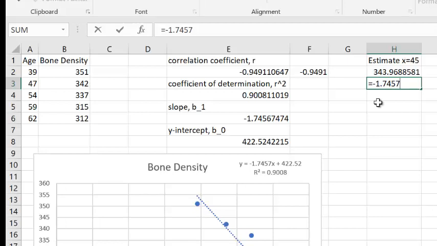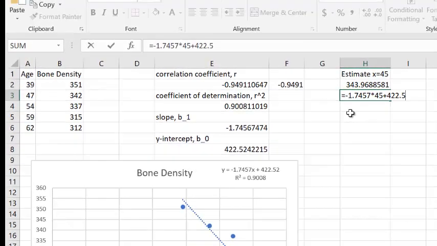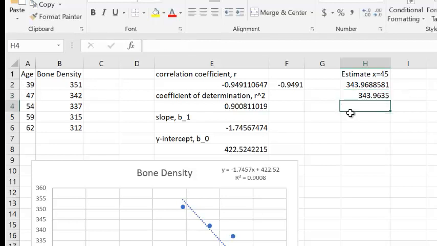1.7457, I'm going to use the asterisk for multiplication, 45, plus, and then this rounded value I see in my scatter plot is 422.52. And to two decimal places, these are more or less the same, whether you use the rounded model down here or whether you use the exact values that we calculated earlier.